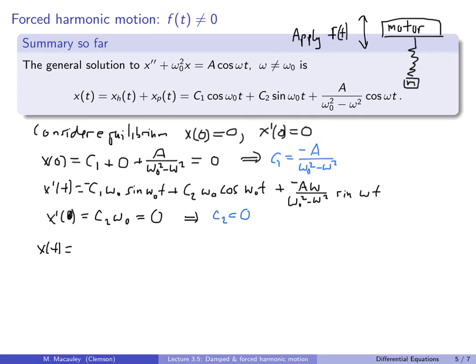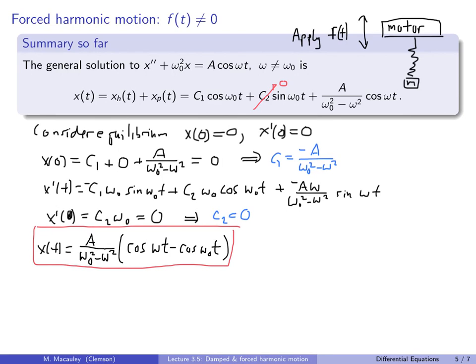Okay, so let's see. We have said that C2 is 0. We know what C1 is, and C1 is just the negative of this thing up here. So x of t is a over omega naught squared minus omega squared times cosine of omega t minus cosine of omega naught t. Let me box this.